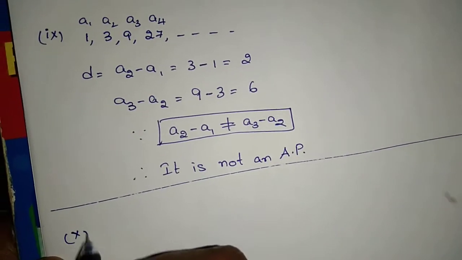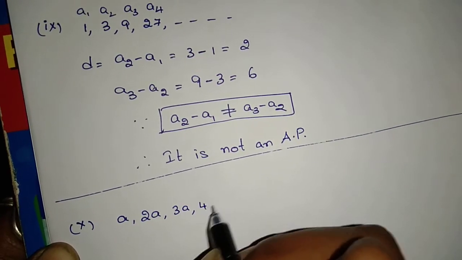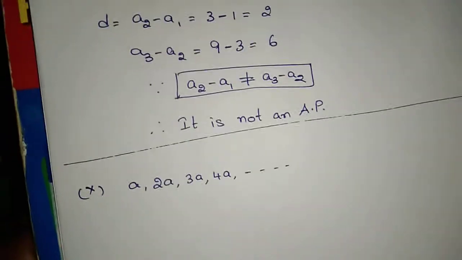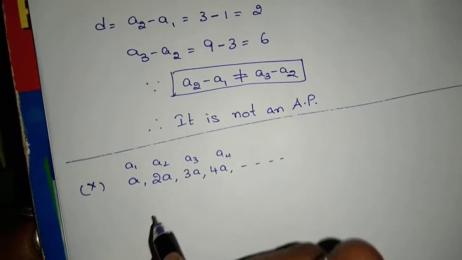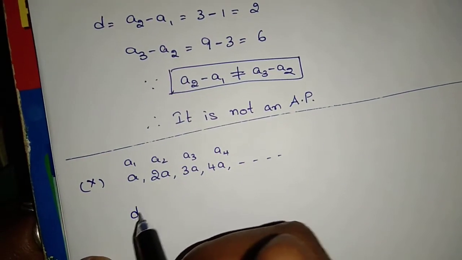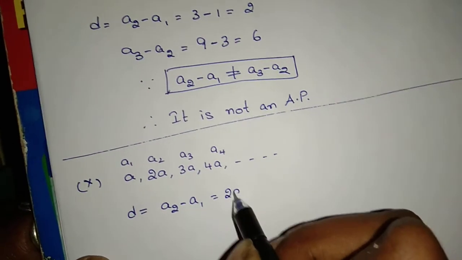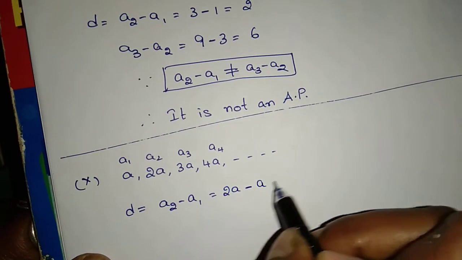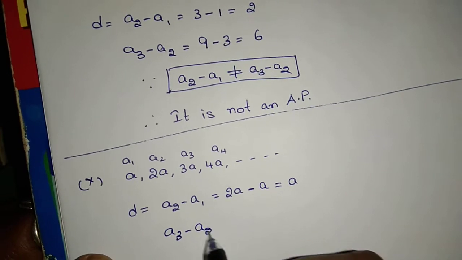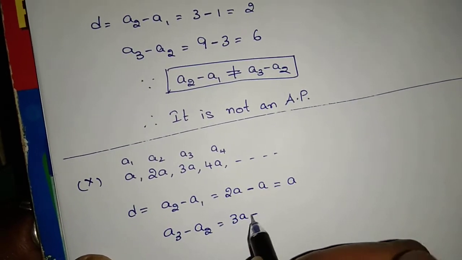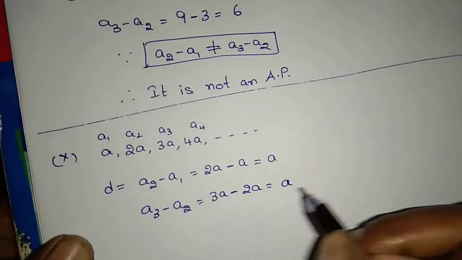See the 10th one. What is the question? a, 2a, 3a, 4a and so on. This is our question. What is this? a1, a2, a3, a4. First what do we have to find? d equals a2 minus a1. What is the a2 value? 2a, minus the a1 value a. 2a minus a, how much? a. Again find a3 minus a2. The a3 value 3a minus the a2 value 2a. 3a minus 2a, how much? 3 minus 2, 1. a.